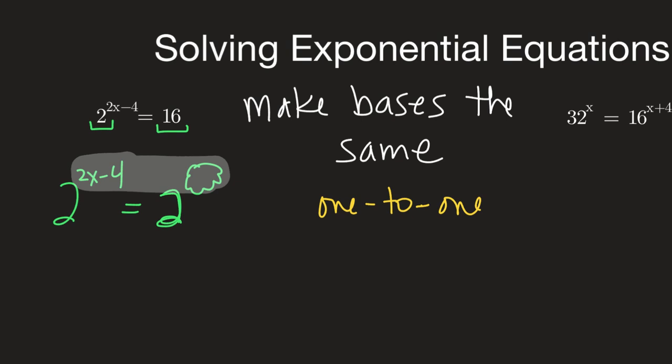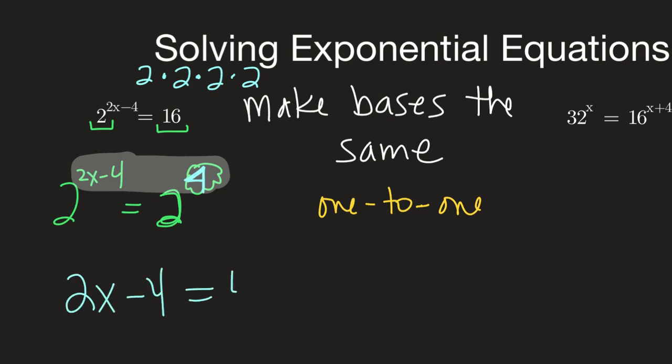So we need to think to ourselves, okay, self, how many 2's do I need to multiply together to get to 16? And the answer is 4. If I do 2 times 2 times 2 times 2, that gets me 16. So now I can apply the property that because my bases are the same, the exponents must be equal.